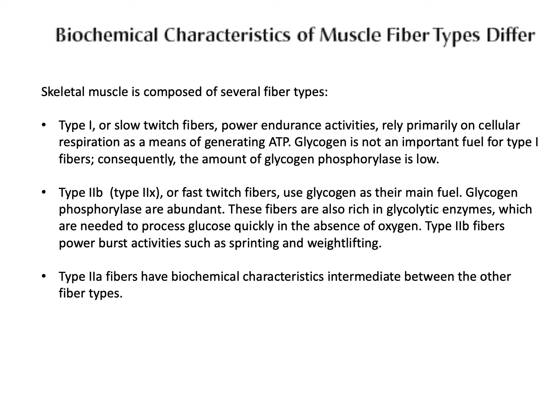Type 2B, or fast twitch fibers, use glycogen as their main fuel. Glycogen phosphorylase is abundant in this type of fiber. These fibers are also rich in glycolytic enzymes, which are needed to process glycogen quickly in the absence of oxygen. Type 2B fibers power burst activities such as sprinting and weightlifting. Type 2A fibers have biochemical characteristics intermediate between the other fiber types.